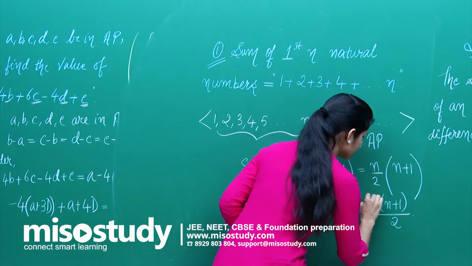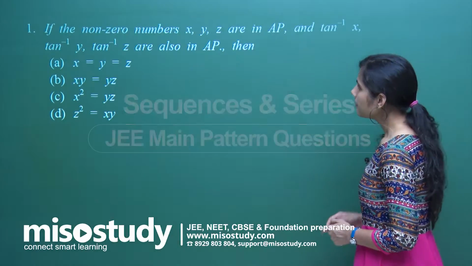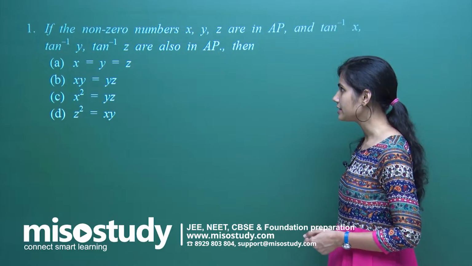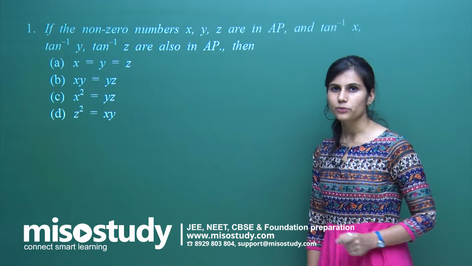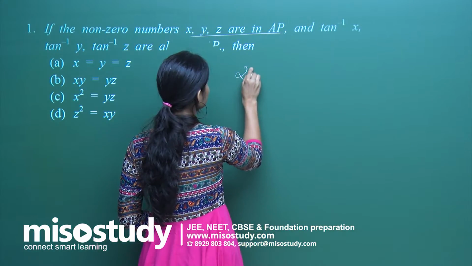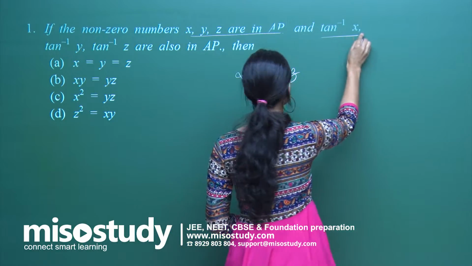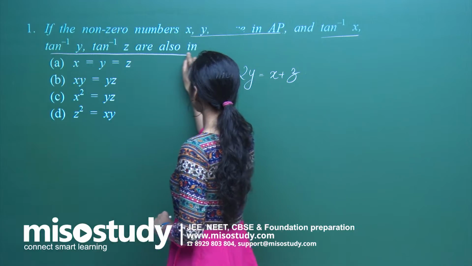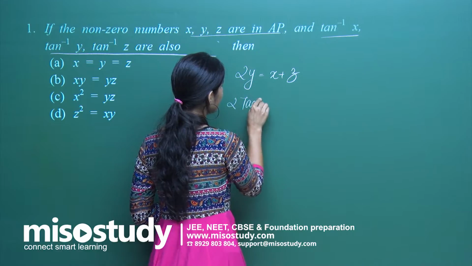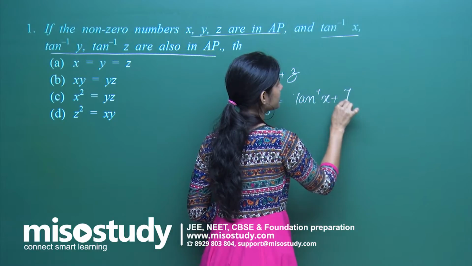That is it. The first question says that if the three non-zero numbers x, y and z are in AP, and tan inverse x, tan inverse y, tan inverse z are also in AP, then what is the relationship between these three numbers? So if x, y and z are in AP, that means twice of y is equal to x plus z, and if tan inverse x, tan inverse y and tan inverse z are also in AP, that means again that twice of tan inverse y is equal to tan inverse x plus tan inverse z.